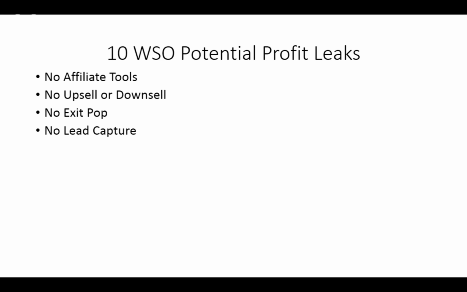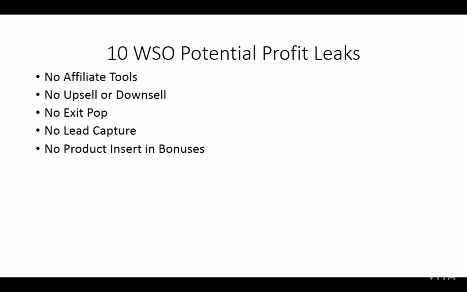You don't know where the traffic is coming from. In some cases, JVZoo actually has a system that they call Product of the Day, as does Warrior Plus, and you can end up getting traffic that is not from your list. That traffic is going to be coming from someplace else, so you want to make sure you're capturing the lead if they come to your page.